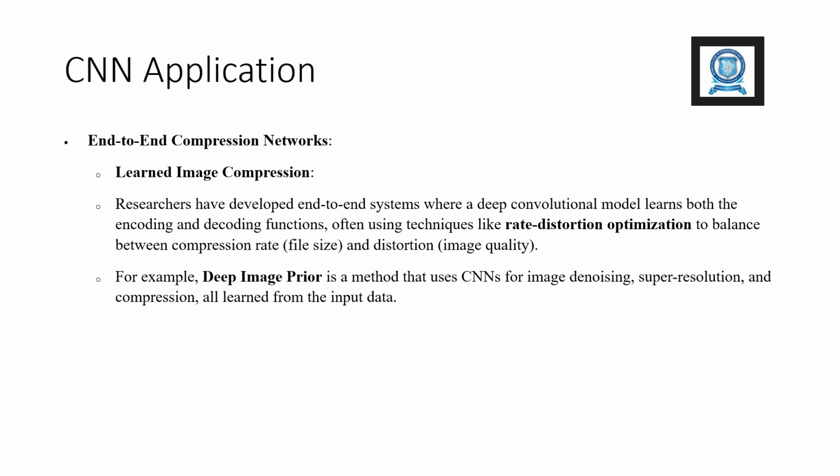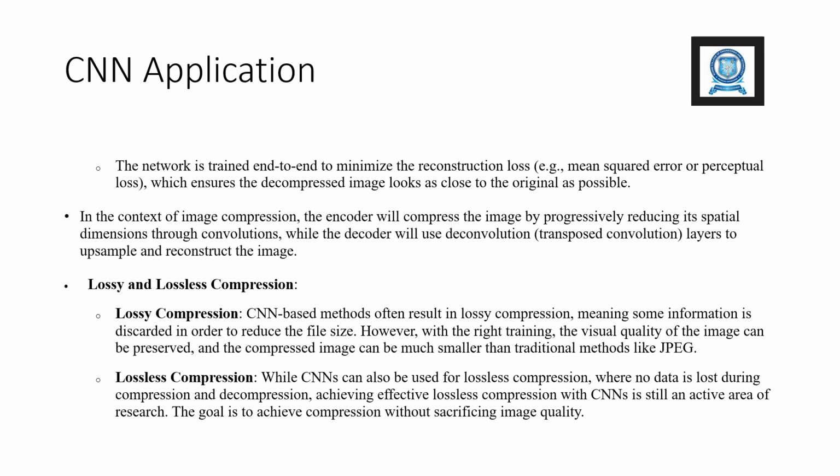from the input data. The network is trained end-to-end to minimize the reconstruction loss, which ensures the decompressed image looks as close to the original as possible. In the context of image compression, the encoder will compress the image by progressively reducing its spatial dimensions through convolutions, while the decoder will use deconvolution layers to upsample and reconstruct the image.